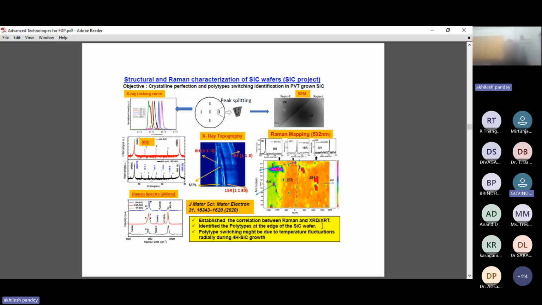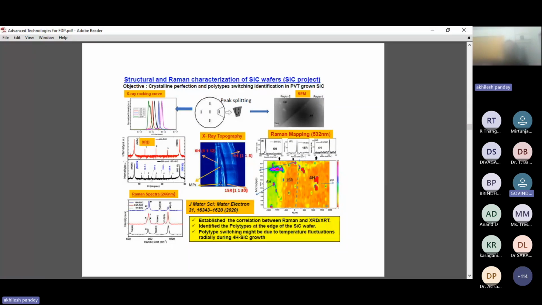For further confirmation, we did X-ray topography. X-ray topography is basically X-ray diffraction mapping. By choosing an appropriate plane in the grazing incidence geometry, topography has been done. We identified that this region is 4H SiC, and apart from this region, 6H SiC and 15R silicon carbide are also present. Several dark spots have also been identified. These dark spots are the micropipes present in the crystal.